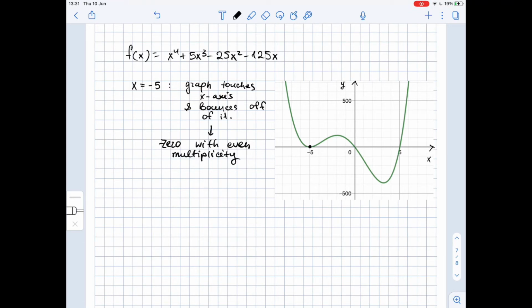And that means that the factor x plus 5 squared is a quadratic factor of the given function. So x plus 5 squared is a quadratic factor.